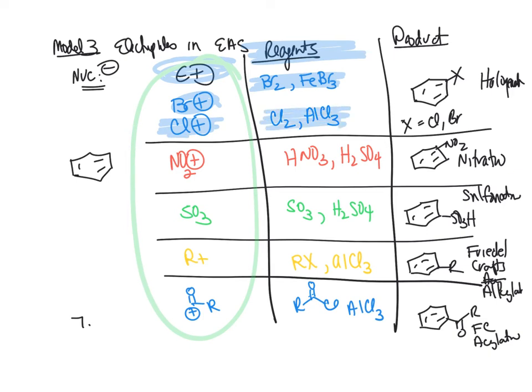For halogenation to occur, a Lewis acid must be used as one of the reagents. What is the general definition of a Lewis acid? Well, a Lewis acid accepts electrons.